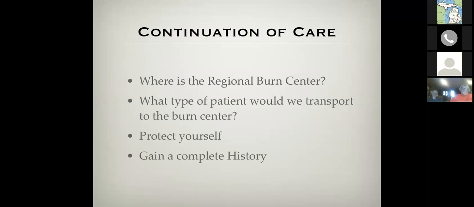I can't express it enough, maybe almost as much as airway. And then finally, make sure that you're gaining a complete history. This is going to be helpful for the hospital. It's going to be helpful for you. Kind of discussing decreased blood flow to certain areas, medications. Are they on blood thinners? What kind of history have they had before? Do they have skin problems to begin with? Those kind of things. Just make sure you're gaining a complete history.